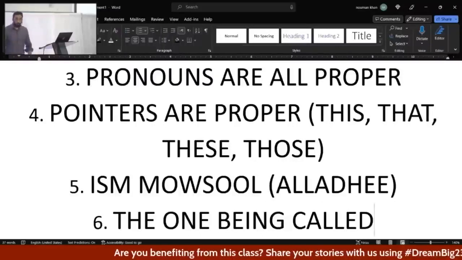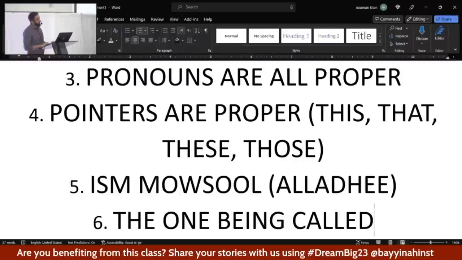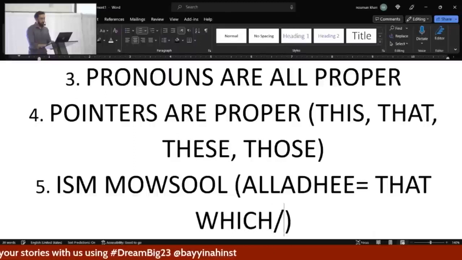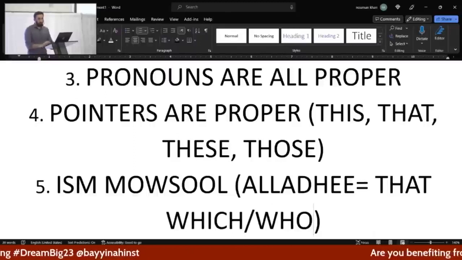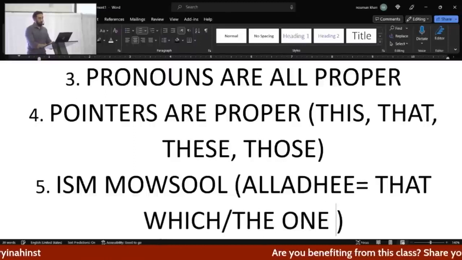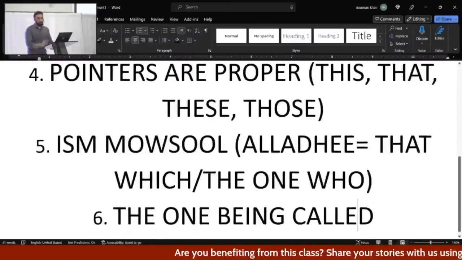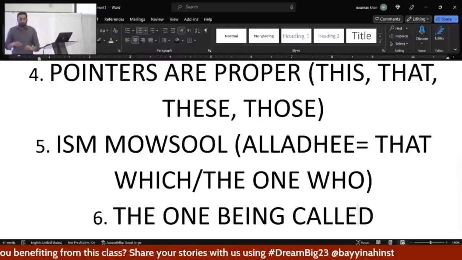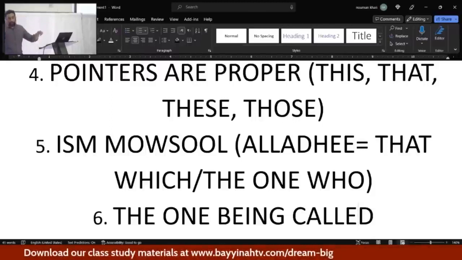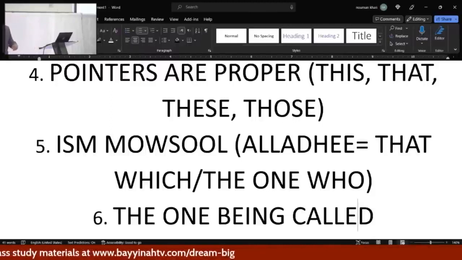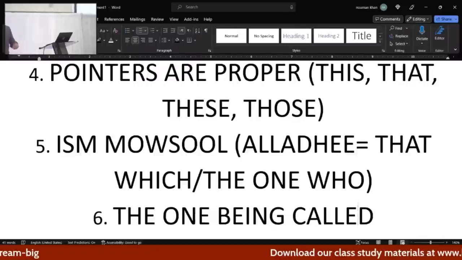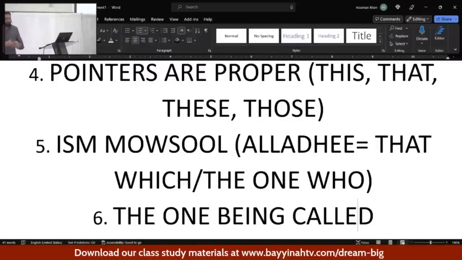Examples? It's hard to translate, but I'll translate alladhee as that which or who, or the one who. So it's a weird combination, complex word. Yeah. ذَلِكَ تِلْكَ هَذَا, this, that, those. Derived, the derived noun. Yeah, why do you want to know that? It won't help you at all. Leave it.